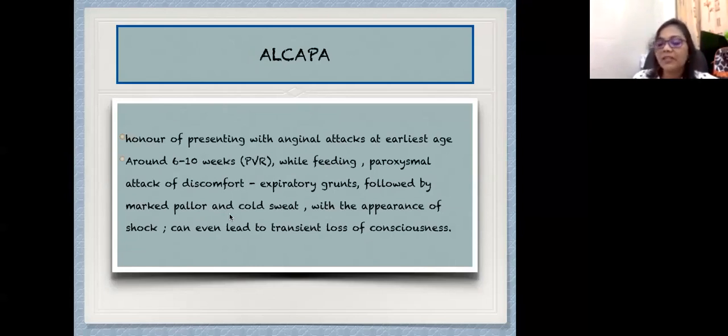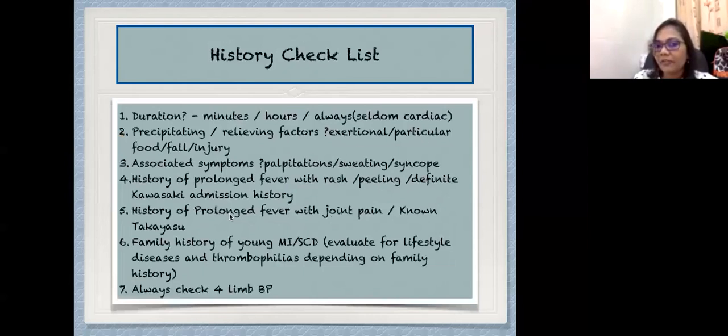So any patient presenting with heart failure or symptoms typical of this, like paroxysmal attacks of irritability or feeding difficulty, and sometimes even loss of consciousness with that, you have to suspect ALCAPA, and I would say ECG is very helpful in these situations to pick that up clinically. So here's a checklist for your patients presenting with chest pain.